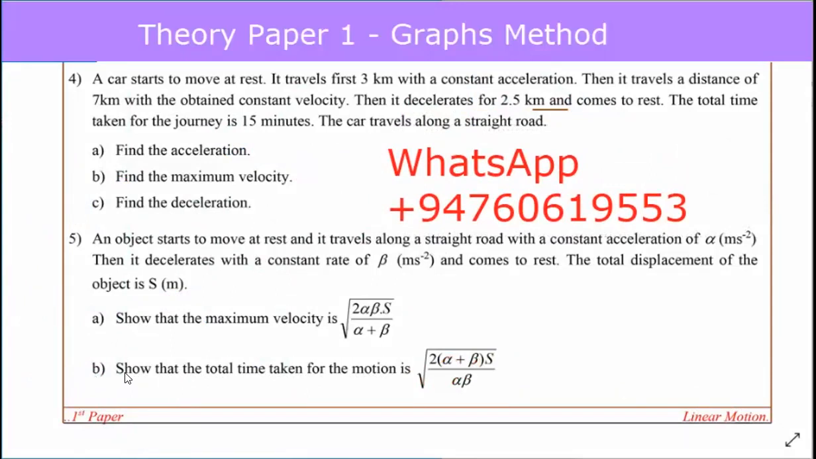So this is the final section. Show that the total time taken for the motion is 2 times alpha plus beta over alpha beta. So you try to answer this section at home and send your answer to my WhatsApp. Just take a photo of your answer and send it to me.